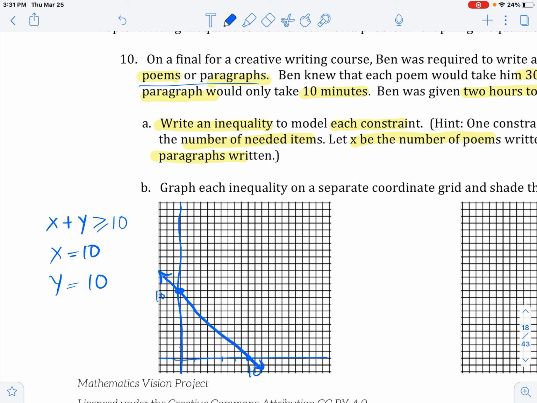And then greater means I have to shade over here, this part. So let me use the shading thing. So I have to shade here. This is above shading. This part is going to be shaded.